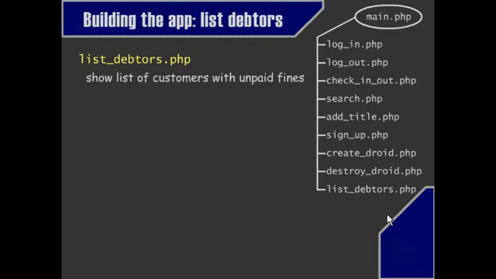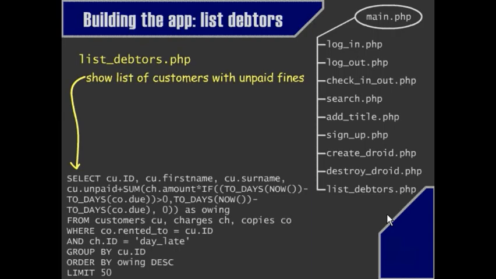There's only one query that occurs in the listDebtors.php script, and this query looks like this. Now, this may seem a rather formidable amount of information, but let's look at it point by point and see exactly what is being done with this query. First of all, if we look at the from clause here, you'll notice that all the information is being pulled purely from the customers table, the charges table, and the copies table.